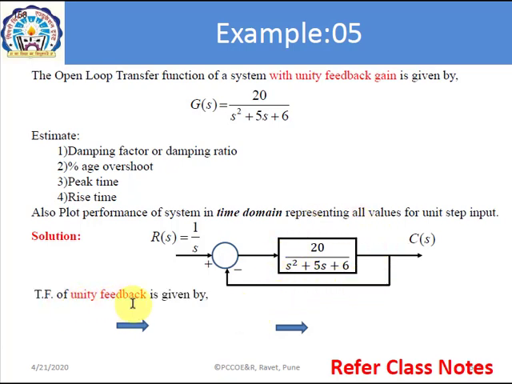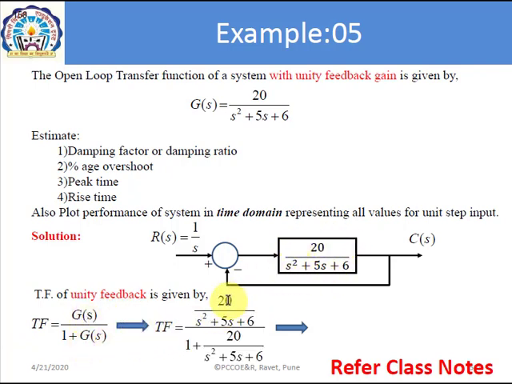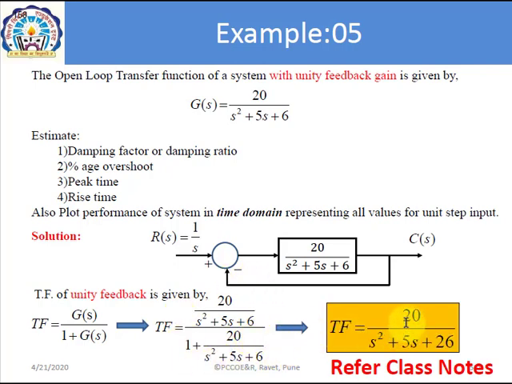The transfer function of unity feedback is given by, we know the formula, transfer function is equal to G(s) upon 1 plus G(s). So this is the G(s). We'll substitute the G(s) value in this equation and simplify. So (20 over s square plus 5s plus 6) over (1 plus 20 over s square plus 5s plus 6). If you simplify this, you will get the transfer function with unity feedback as 20 over s square plus 5s plus 26.